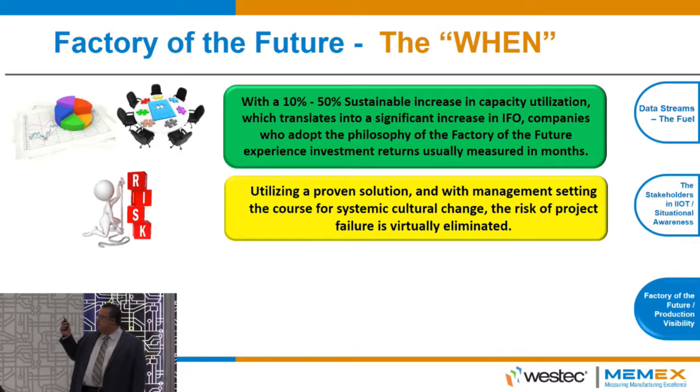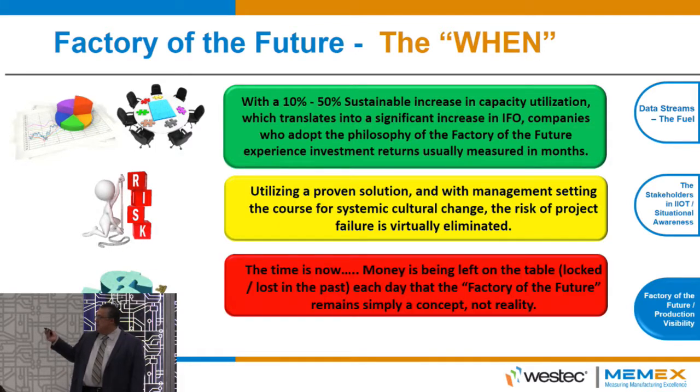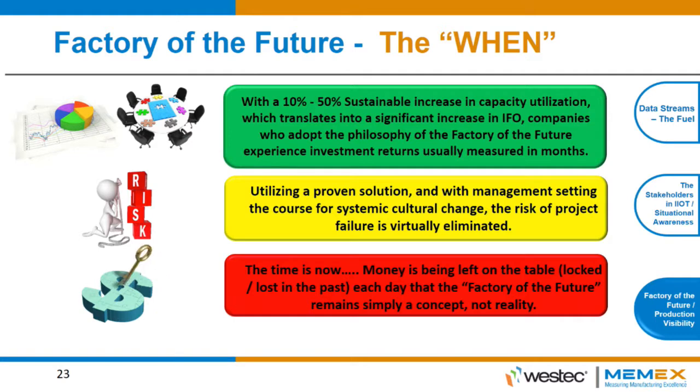Using a proven solution, with management setting the course for systemic cultural change, which is really important. One of the largest impediments to adoption of this technology isn't that the technology doesn't exist, or it doesn't work, or it doesn't create the return on investment. The largest impediment is changing the culture of the company. And we find that sometimes slows down implementations, or people don't get the benefits that they thought they were going to get initially, because there really is a culture shift that has to happen for this technology to be properly harnessed and utilized.